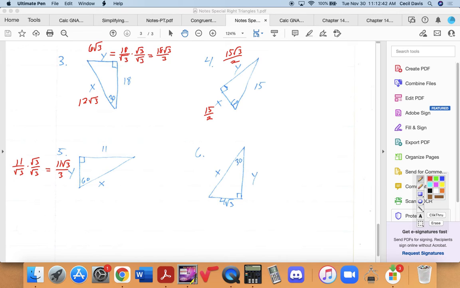Then what do I do to the short leg to get the hypotenuse? Multiply by 2, and that would be 22 square roots of 3 over 3. I'm not multiplying by 2 over 2, I'm just multiplying by 2, which is 2 over 1. So you don't multiply the 2 times the square root of 3. Oh, no, you don't.